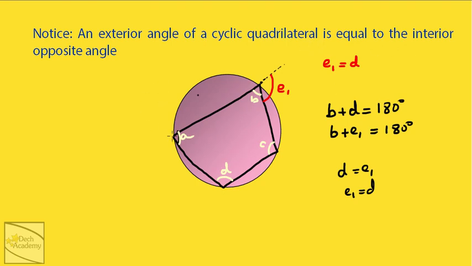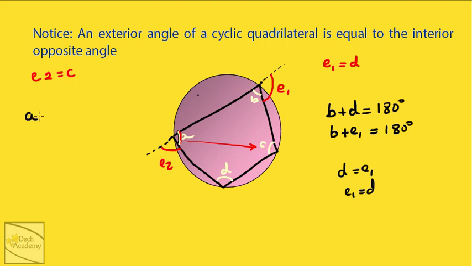Here's another example. So the interior angle here is A. The exterior angle I'm going to call E2. What's the interior opposite angle to E2? Well, let's find the adjacent interior angle and then the interior angle opposite to that interior angle, which is C here. So from this, you know that E2 is equal to C, and the proof is pretty much the same.